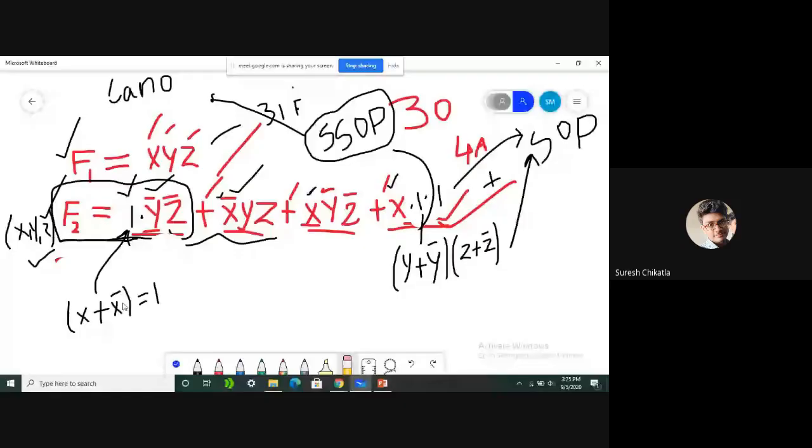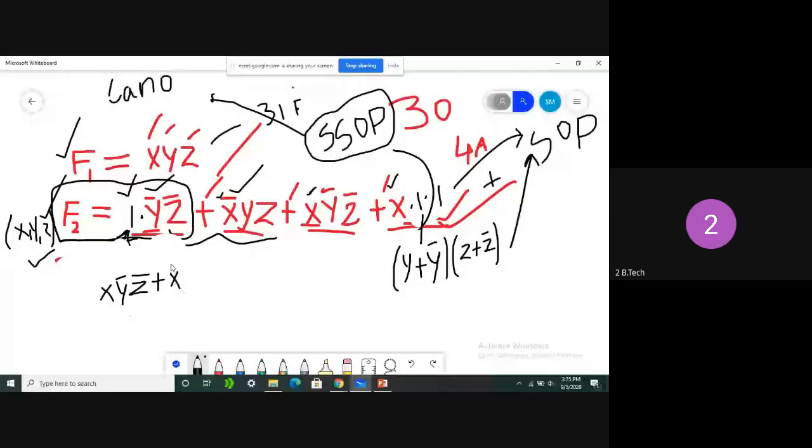Tell me. X Y bar Z bar plus X. First we should multiply with X Y bar Z bar, plus X bar Y bar Z bar. Again the next term is XYZ plus X bar Y plus Z bar. Next term X bar, Y bar, Z bar.